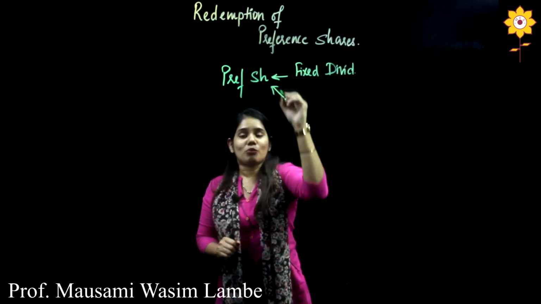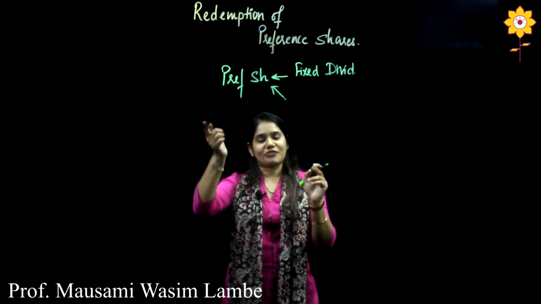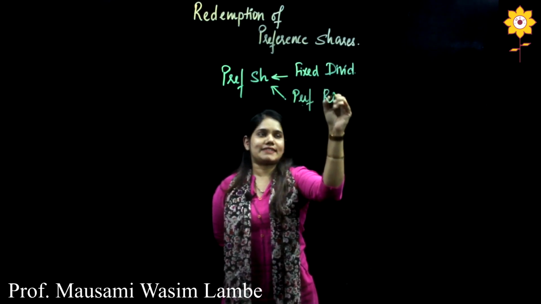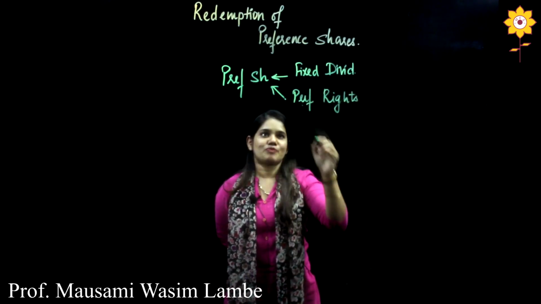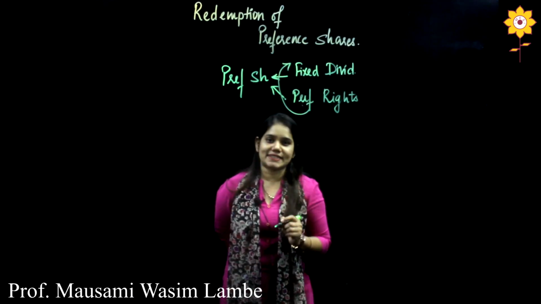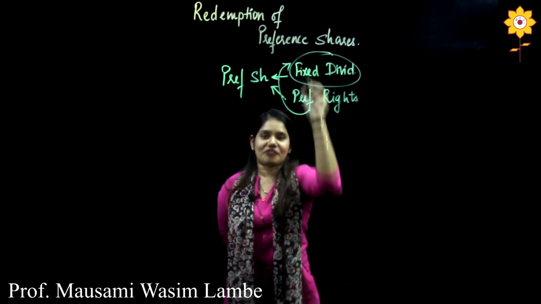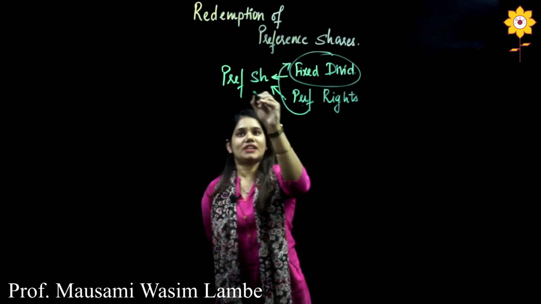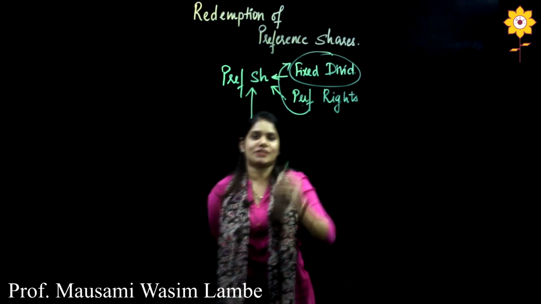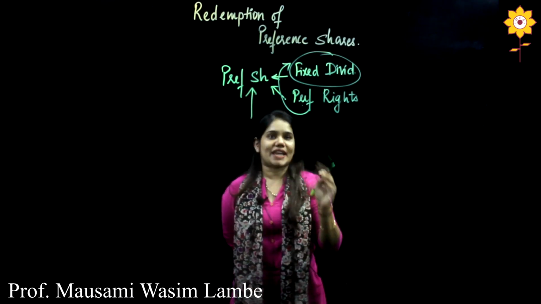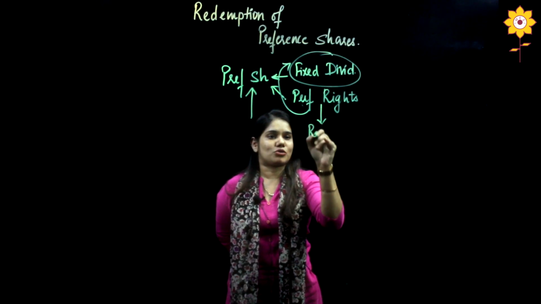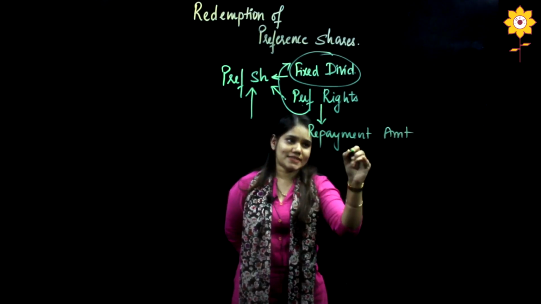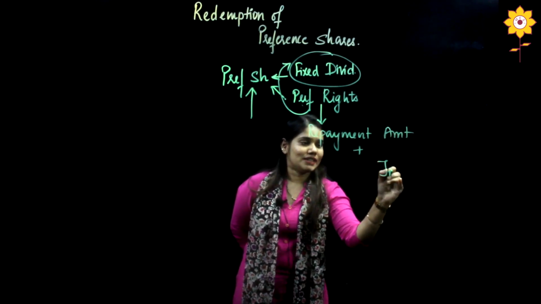With this, one more benefit is availed by the preference shareholders, that is named as preferential rights. Preferential right means one of the rights is they are getting the fixed dividend amount. With that, when the company is issuing preference share capital in the market, at that time the company decides about the repayment amount plus the repayment timings.